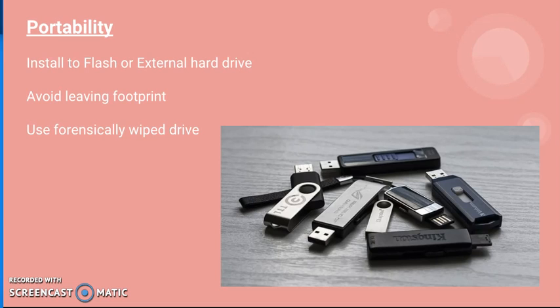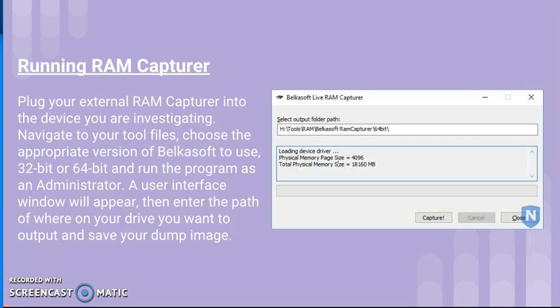After the downloading and extraction is complete, plug your external RAM capture into the device you are investigating. Navigate to your tool's executable files, choose the appropriate version of Belkasoft to use, whether it's the 32-bit or the 64-bit, and run that program as an administrator. A user interface window will appear. Then enter the path of where on your drive you want the output to save your dump image.